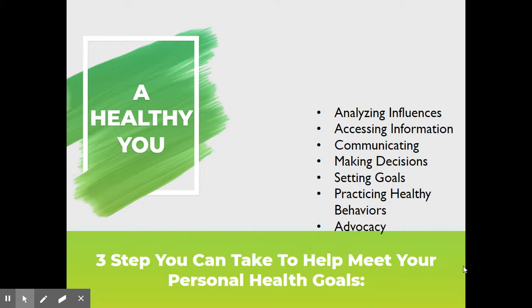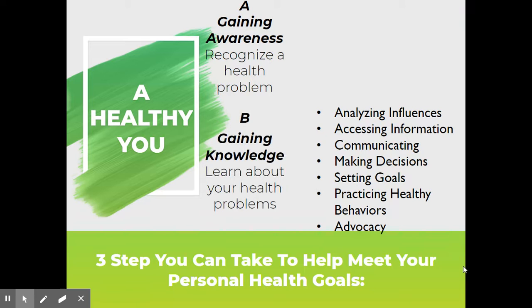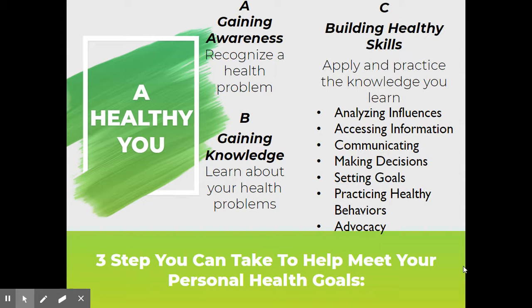So 3 steps that you can take to help meet your personal health goals. The first one is gaining awareness, recognizing a health problem. The second one is gaining knowledge, so learning about your health problems. And then the third one is building healthy skills, applying and practicing the knowledge that you learn. So things that we've talked about, analyzing different influences, which we're going to do here in a minute, knowing how to access valuable information, knowing how to communicate clearly, making decisions, setting goals for yourself, and practicing healthy behaviors, and being able to advocate for yourself and others when it comes to your health.